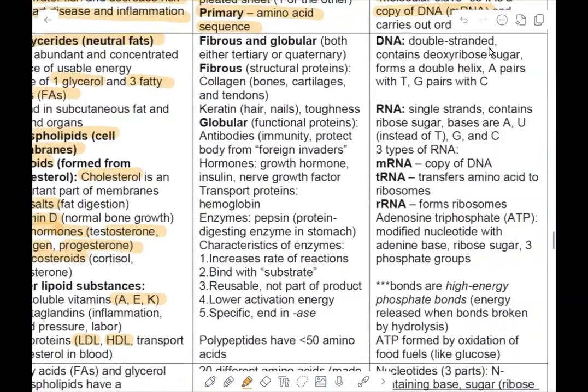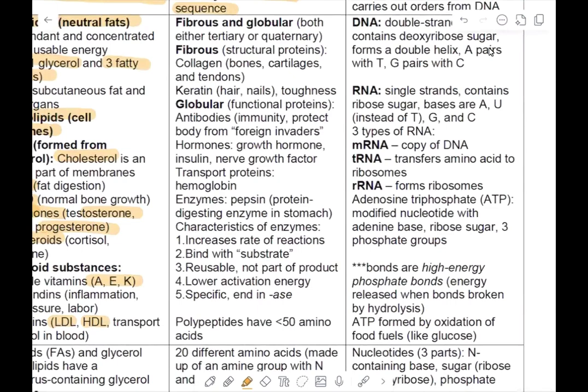The third group of macromolecules would be the proteins, and the two types of proteins are either fibrous or globular. Fibrous means they're structural, globular means they're functional. So structural ones would be things like collagen or keratin. Globular ones would be functional ones like antibodies, hormones, hemoglobin. And one of the most significant reasons for proteins is enzymes. You should be aware of all five of these functions of enzymes.